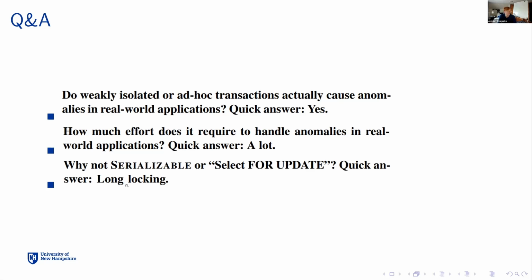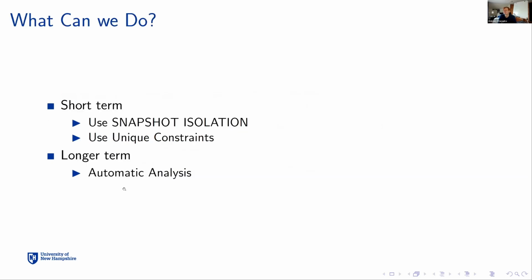So what can we do? Quite frankly, I'm not sure I fully understand the logic behind that section in the paper, right? So the short term is use snapshot isolation, because that will fix a lot of the issues that they observed, right? So the paper goes into more details why, and use unique constraints, which again seems like a no-brainer to me. So that's something for the short term.